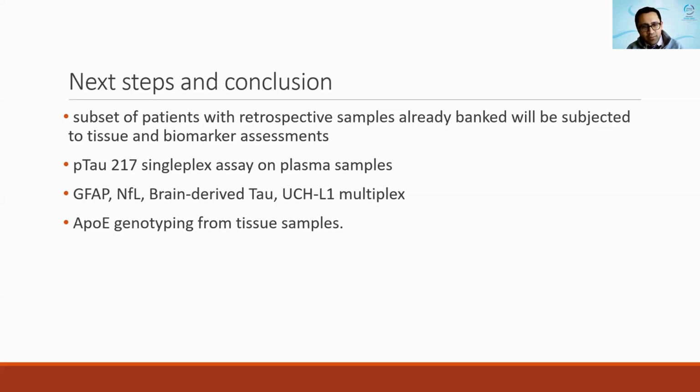We have had some problems with ApoE genotyping with retrospective blood samples based on storage. So we are currently planning on using the tissue samples for ApoE genotyping.